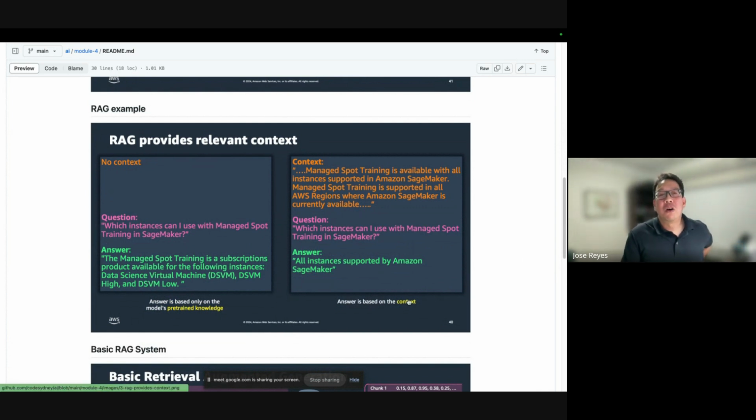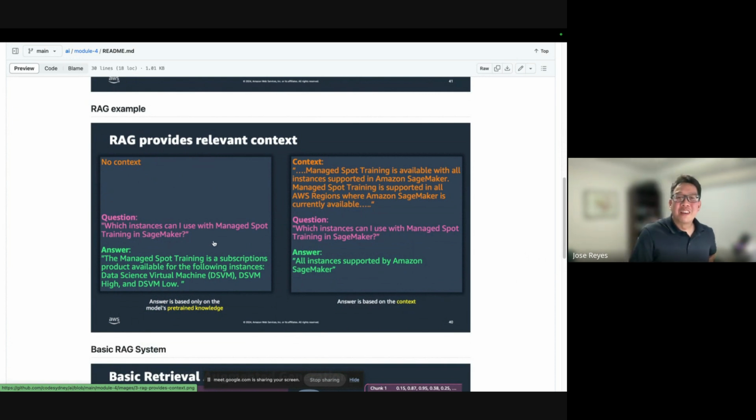So just an example of how a RAG system might improve your GenAI application. On the left is a system without RAG. We don't have any context. We don't have any similar or related information coming from our vector database. And at this time, it's asking, which instances can I use with managed spot training with SageMaker?